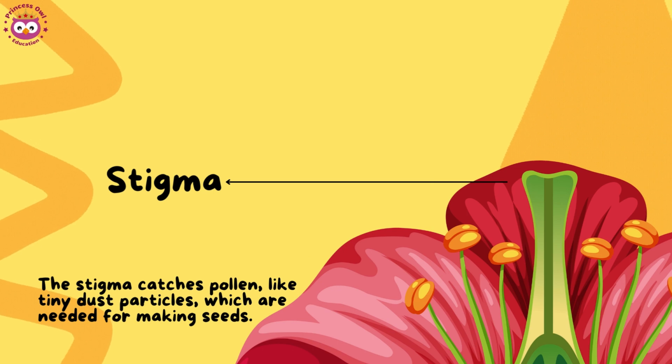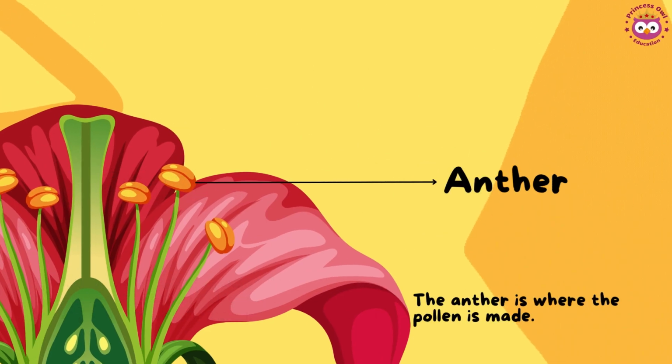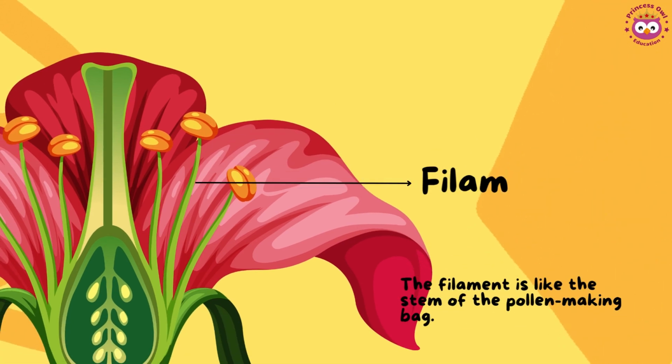Stigma. The stigma catches pollen like tiny dust particles, which are needed for making seeds. Anther. The anther is where the pollen is made. Filament. The filament is like the stem of the pollen-making bag.